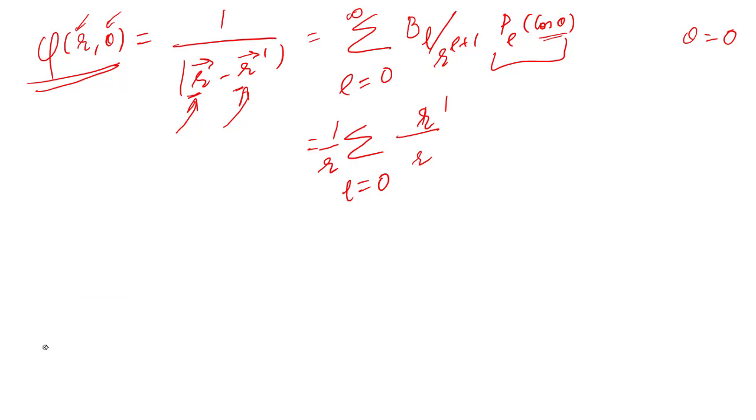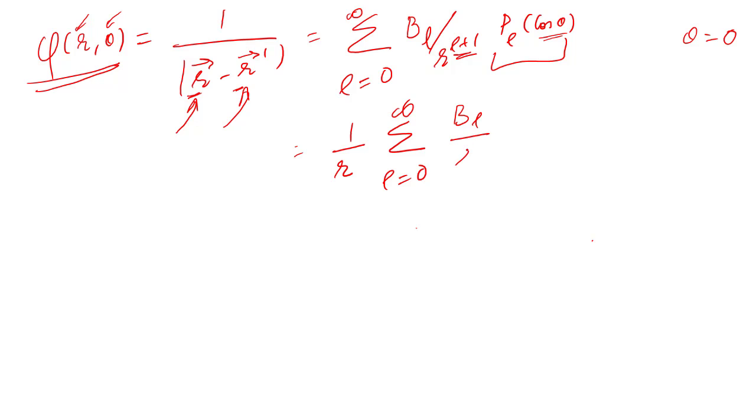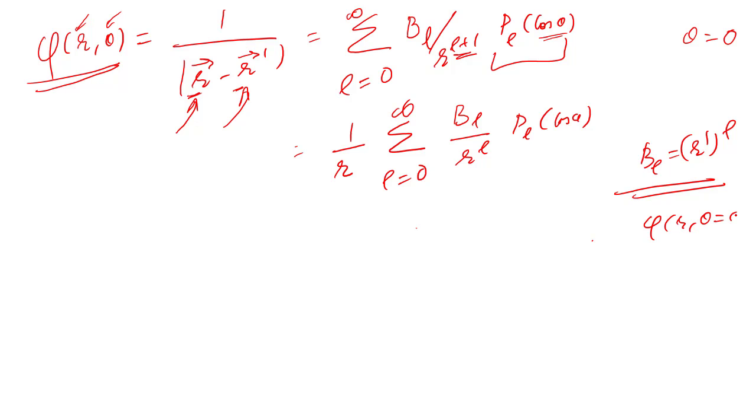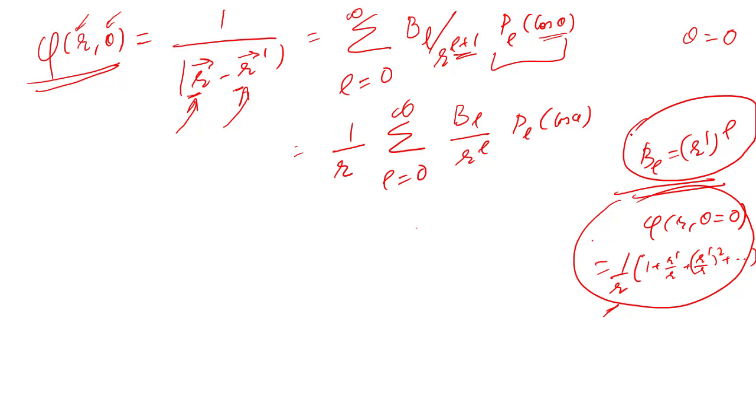Let me rewrite that in a different way. Underneath BL we have r to the power L plus 1, so I'm just going to pull one r out. So I would have the sum over L equals 0 to infinity of BL by r to the L, PL of cosine theta. And BL is r prime to the power L. This we got from the boundary condition. And the boundary condition, phi at theta equal to 0, was 1 over r, this is scalar again, times 1 plus r prime by r plus r prime by r whole square, and so on and so forth. This was the boundary condition that we applied to get the BLs.